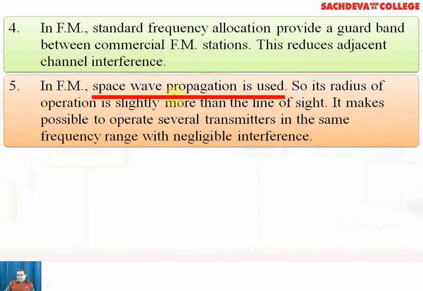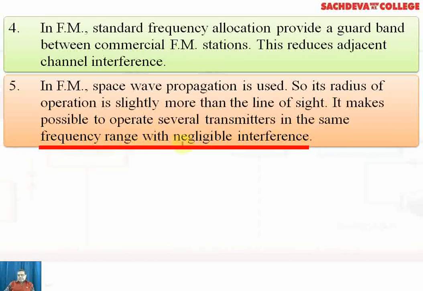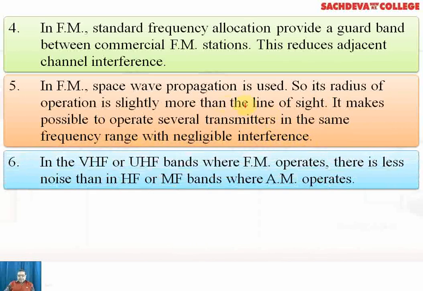In FM, space wave propagation is used. The space wave propagation is called very high frequency propagation. Its radius of operation is slightly more than the line of sight. Amplitude modulation is generally done in the line of sight, while this makes it possible to operate several transmitters in the same frequency range with negligible interference. Now, in the sixth point, we are using VHF and UHF. VHF stands for very high frequency, and UHF stands for ultra high frequency.